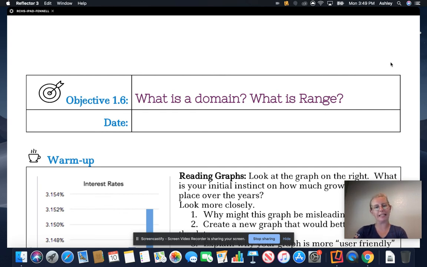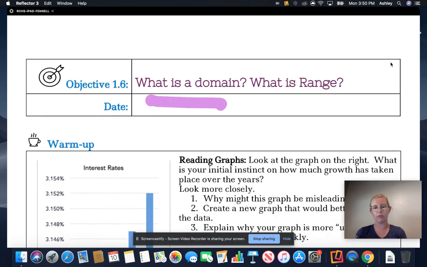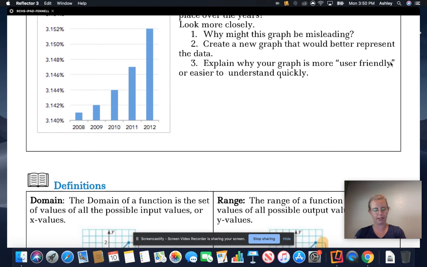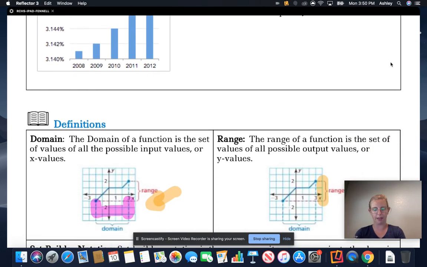Hello, wonderful humans. Today we are going to talk about domain and range. It's one of the ways that we describe a function. Don't forget to put today's date in here so that you can stay organized. Also, make sure that you check out the warm-up for this activity, investigating graphs, to make sure we can read them correctly. All right, so let's talk about domain.